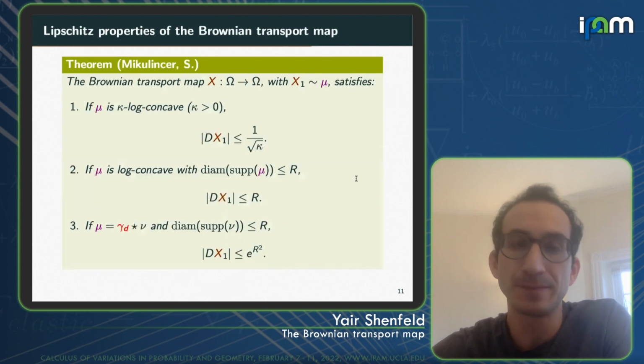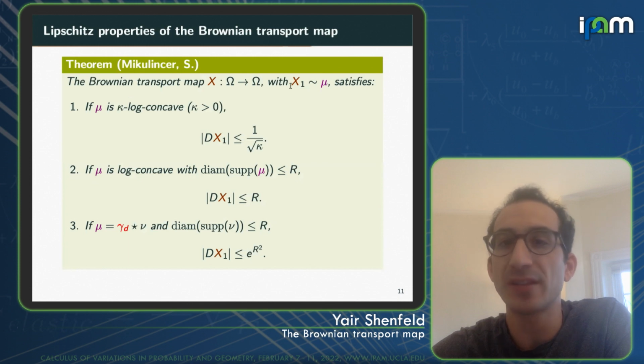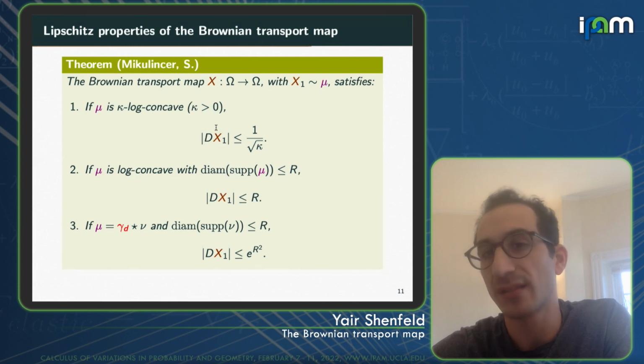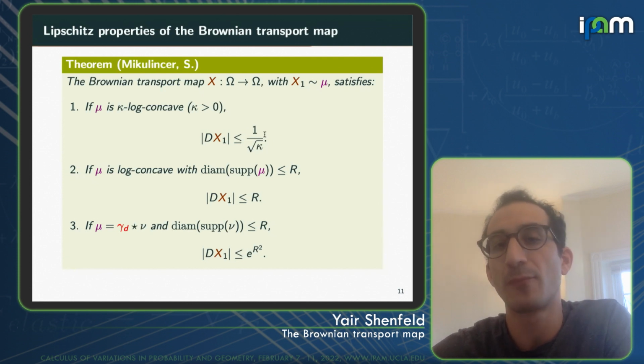So here is the theorem. We have the Brownian transport map such that at time one it is distributed like mu. So if mu is kappa log-concave, then we get that this map X1 is Lipschitz with exactly the correct constant. So here we recover the result of Caffarelli, but for the Brownian transport map instead of optimal transport. But now we can actually get new results that we don't know for optimal transport.